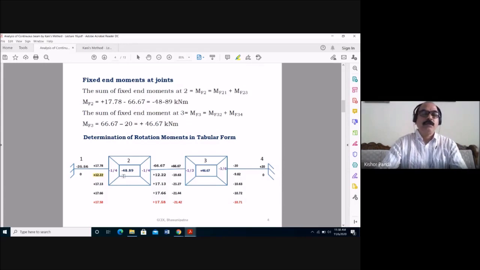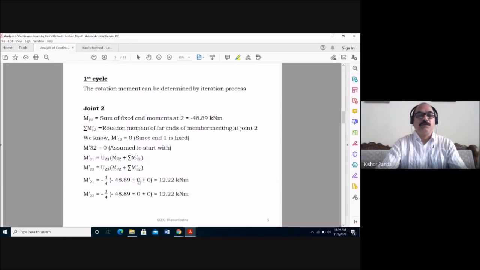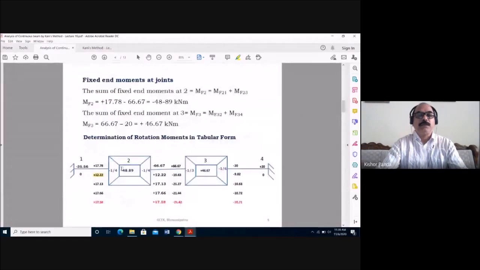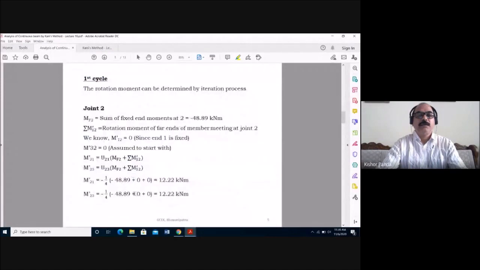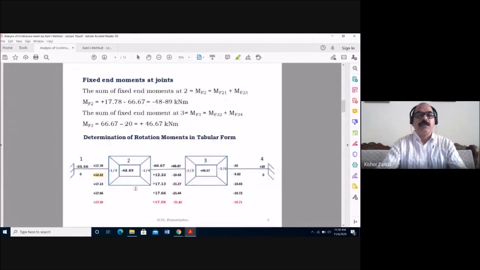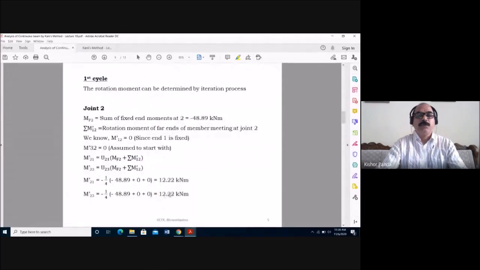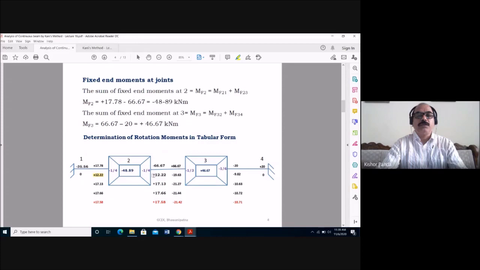You got this moment. Then what you have to find out is M dash 2, 3. Similarly, you take the far end rotation, this side 0 and this side assumed 0. So here also M dash 2, 3 is minus 1 by 4, and the fixed end moment of the joint is minus 48.89 plus far end rotation, this side and this side 0, 0. Similarly, M dash 2, 3 you got here as 12.22. Here you put this value. Then what do you have to do? After getting these two near end rotation moments, you have to go to joint 3. Similarly, here also you will find out. When you consider this joint, you have to find out the near end rotation moment on this side and this side.